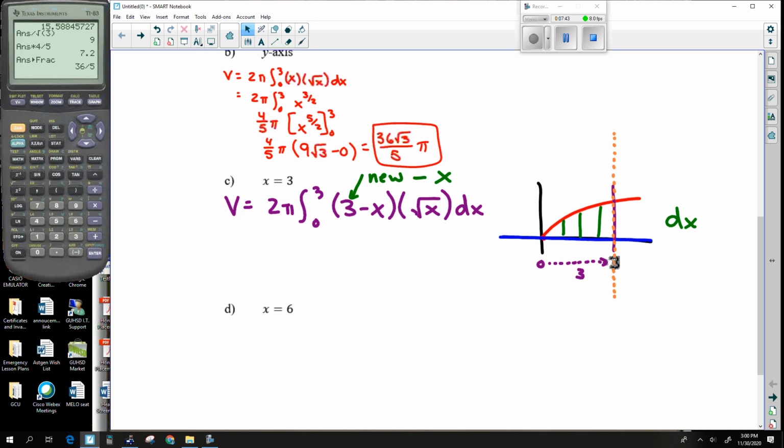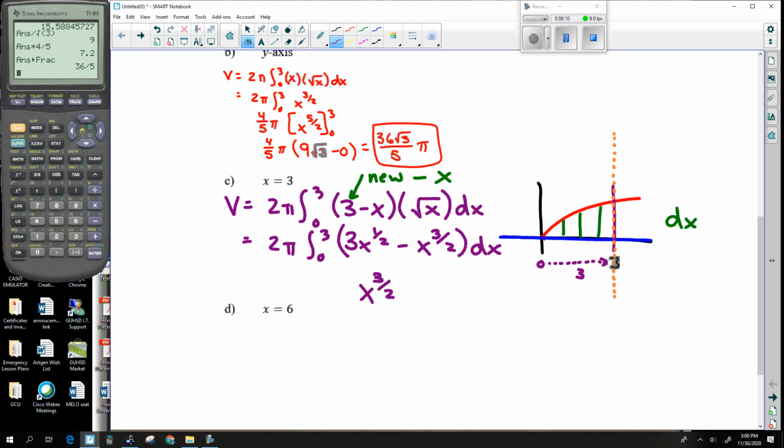We've moved our axes of rotation. We're good to go. This should get us what we want to get. So thinking of this as an x to the 1/2, this is going to be 3x to the 1/2 minus x to the 3 over 2. All right, so here we go. X to the 3 over 2, 2/3 would be just a 2, minus x to the 5 over 2, so this is a 2/5 in the world of 0 to 3 with 2 pi.